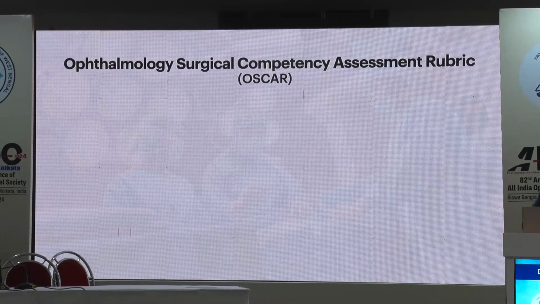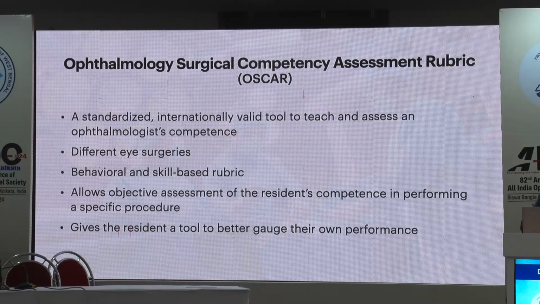And this is the ophthalmology surgical competency assessment rubric called the OSCAR, which is standardized and internationally validated on different surgeries. It's got a behavioral and skills-based rubric, which tells you if a surgeon is doing something right, what makes them go into which category. Also, when a surgeon is doing something wrong, why they are falling back into a beginner or a novice category. The single most important part of this rubric is it is objective, which means that inter-observer variability is less.